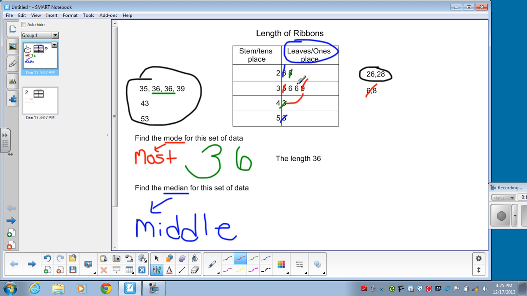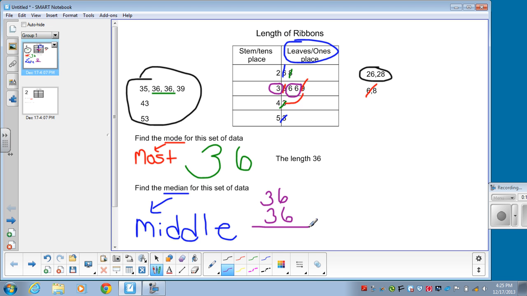You will notice I have 2 numbers left. Therefore, my median is 2 numbers. Alright, so I look. What's the stem for these 2 numbers? It is a 3. So I have 36 and 36. What do we do when we have 2 numbers that are in the middle?